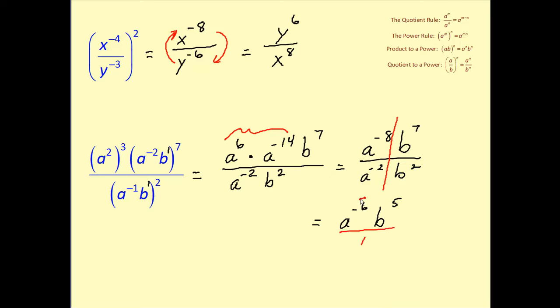Again, we're not allowed to have negative exponents in our simplified answer, so we want to move this down to the denominator. So we have b to the 5th power over a to the 6th power.